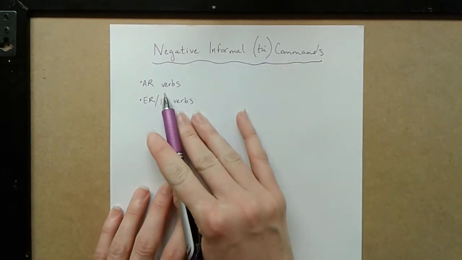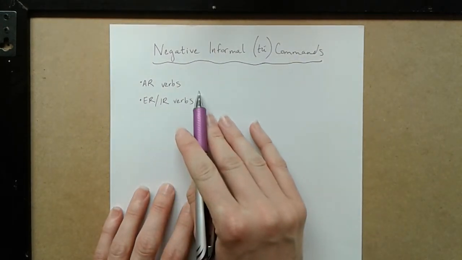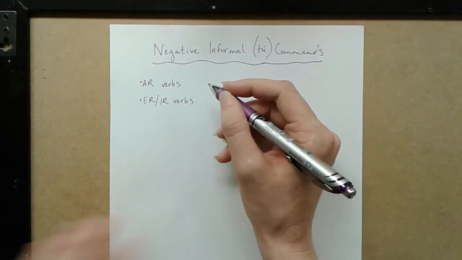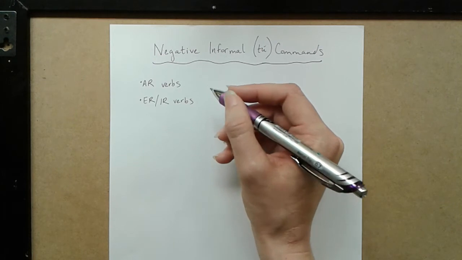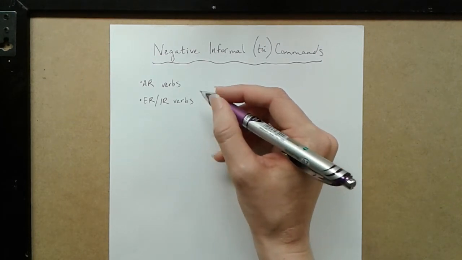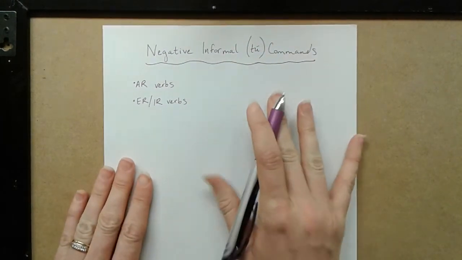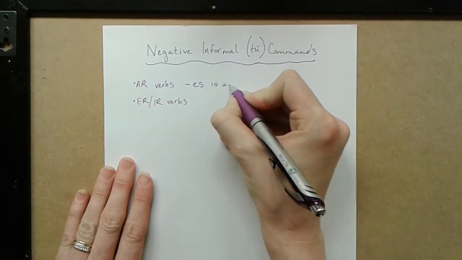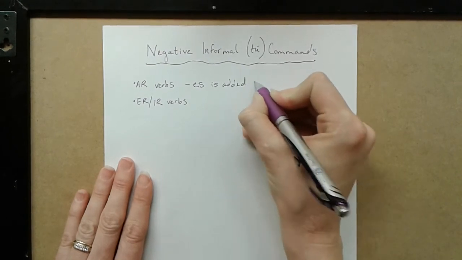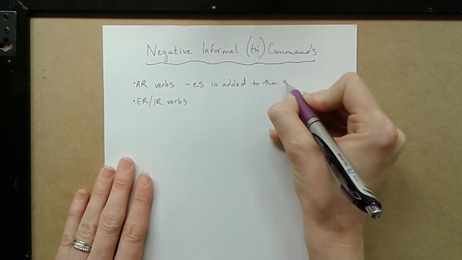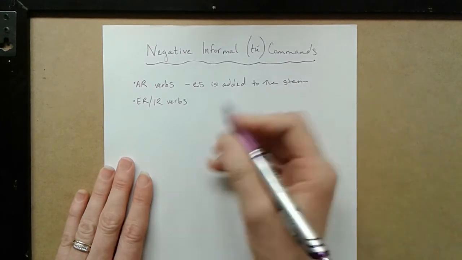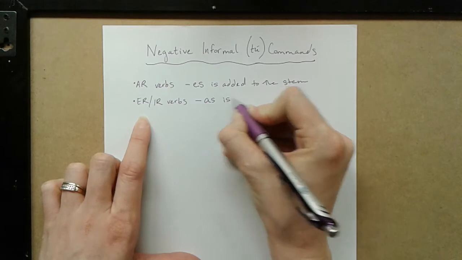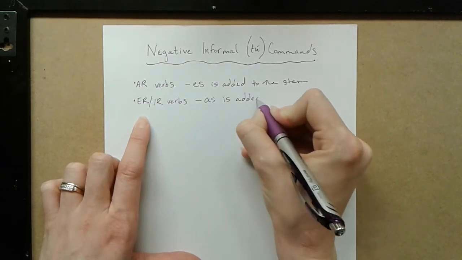So what happens to AR verbs when you make a negative informal command? All right, so for AR verbs, your ending will be ES. So ES is added to the stem of the verb. For ER and IR verbs, AS is added to the stem.